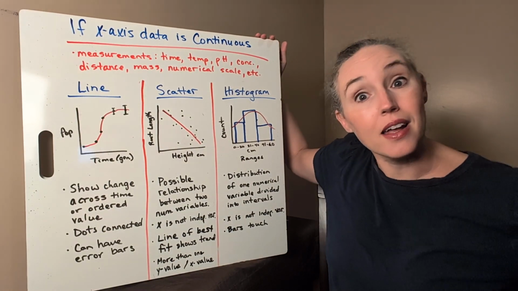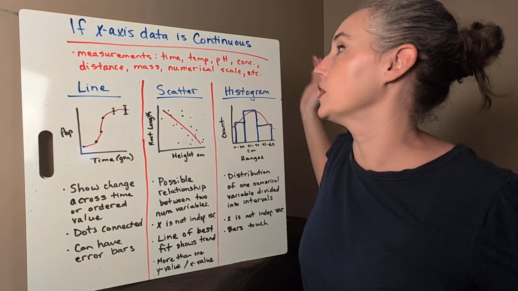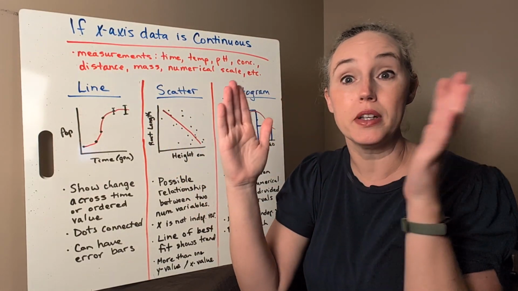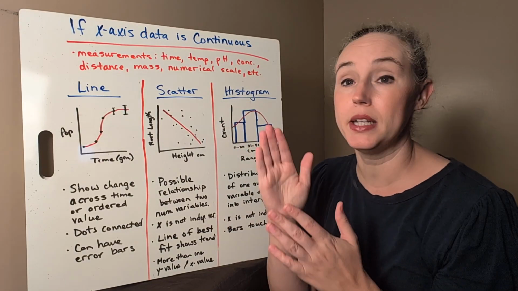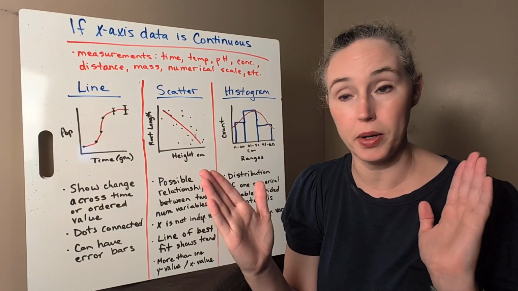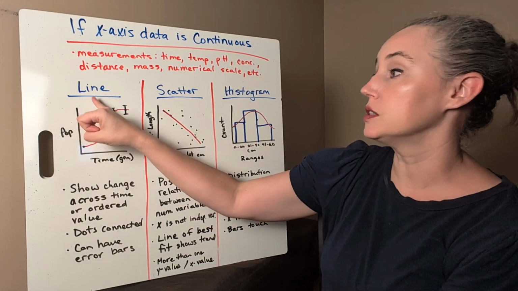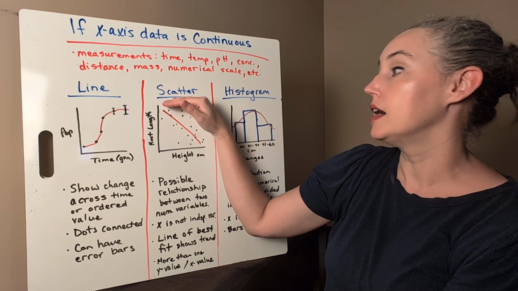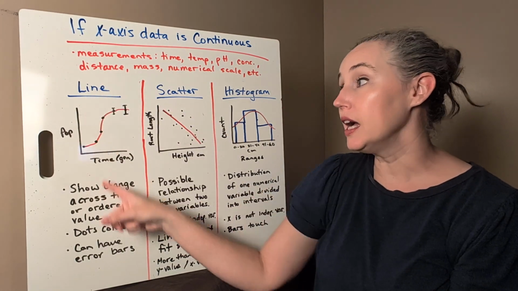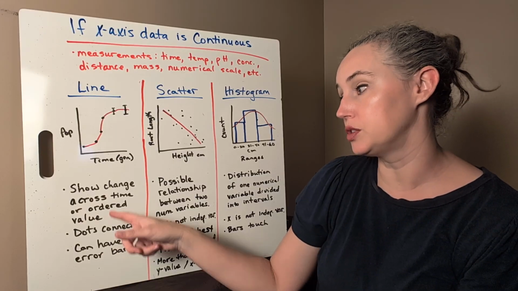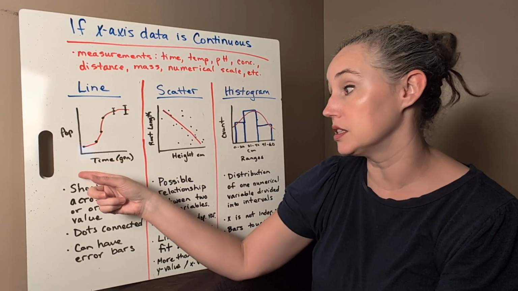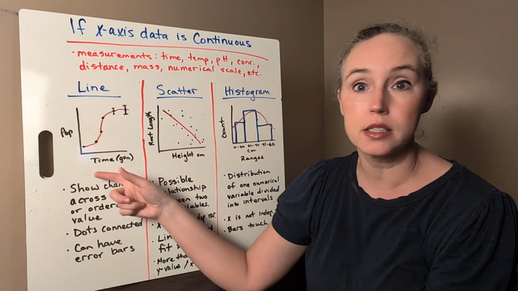But what if my data is continuous? Well, if your x-axis data is continuous, meaning it's a type of measurement across a scale like time, temperature, pH, concentration, distance, mass, something, again, along any kind of numerical scale, you might want to look at using a line graph, a scatter plot, or a histogram. Now, line graphs are used to show change across time or any ordered value. So again, this could be pH, distance, etc.